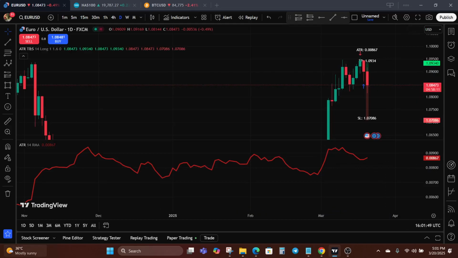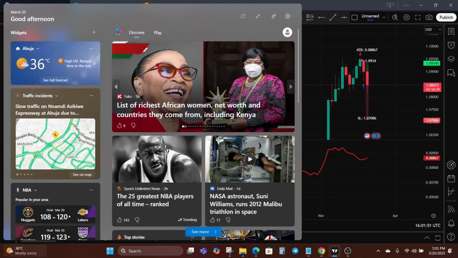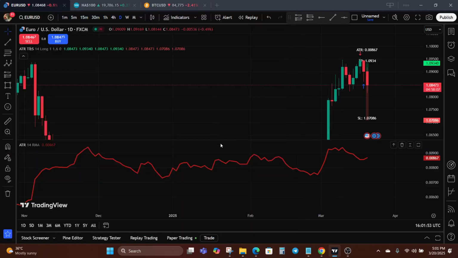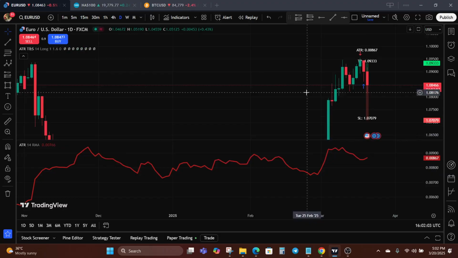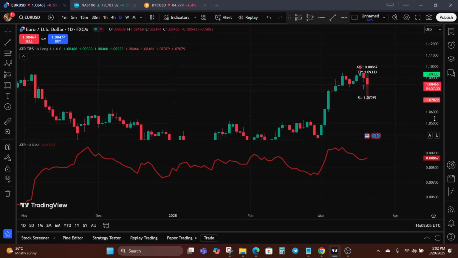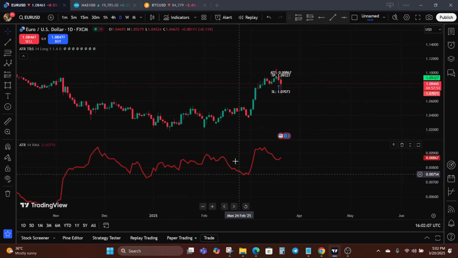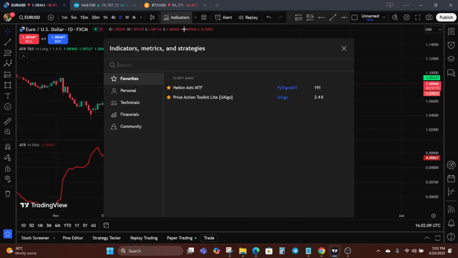Right, now let us break down step by step how to take advantage of this strategy. Basically, you should first of all apply the ATR indicator to your chart. You can apply the ATR, the volatility-based indicator, in the indicator window. Just search for the average true range like you saw me do here.